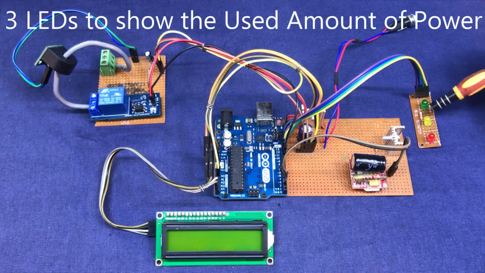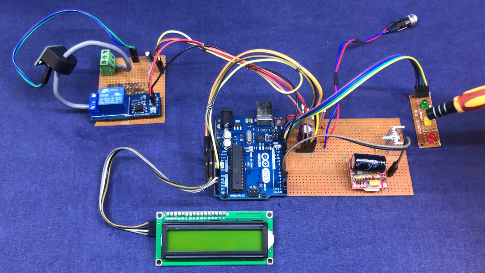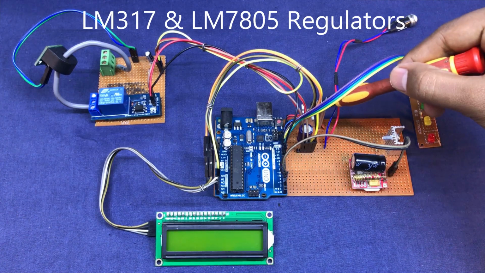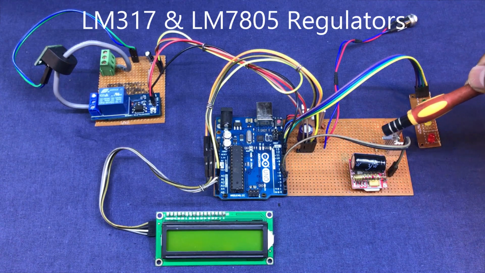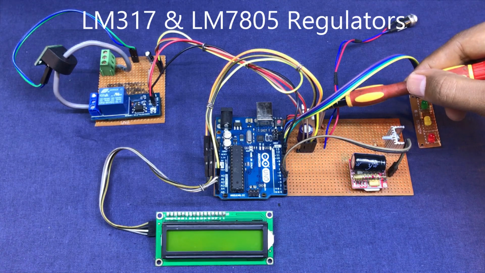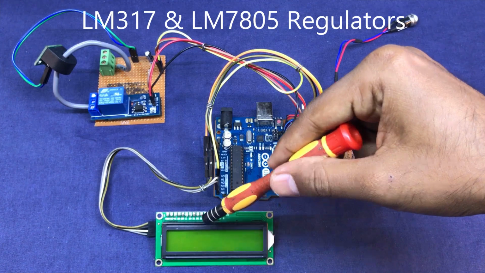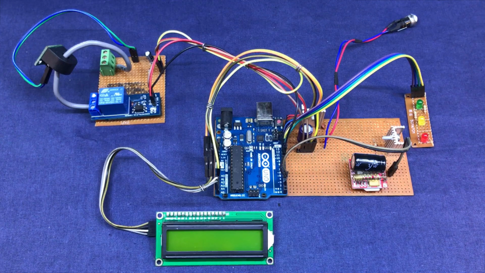There are three LEDs. I have used these LEDs to show the current units used by the user. Additionally, there are two regulators, here and here. This regulator is used to create 4 volts which is required to operate this GSM module, and this regulator is used to obtain the 5 volts required to drive this Arduino Uno, this LCD screen, the sensor and this relay module. So those are the main components of the system.